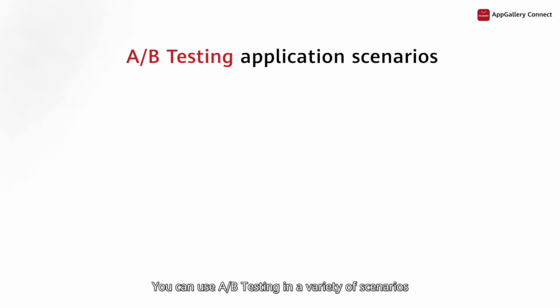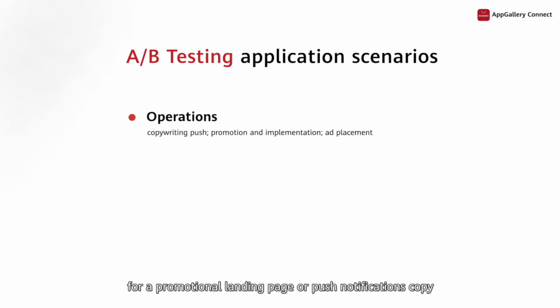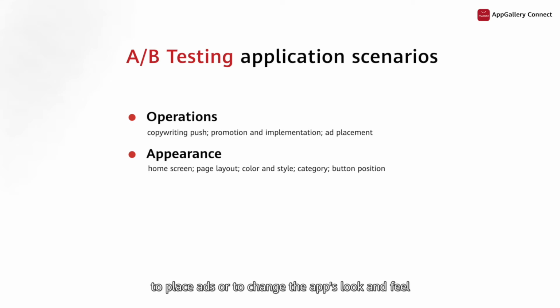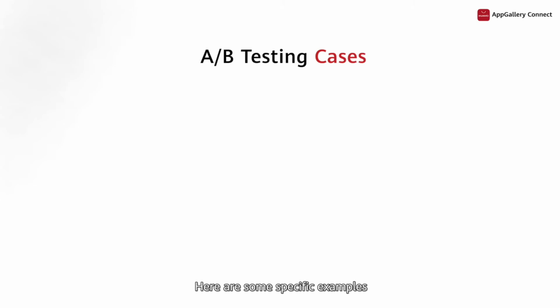You can use A/B testing in a variety of scenarios. For example, for a promotional landing page or push notifications copy, to place ads, or to change the app's look and feel, such as home screen layout and color. You can also use this service to adjust different aspects of your app, for example, game difficulty, app walkthroughs, and functions. Here are some specific examples.